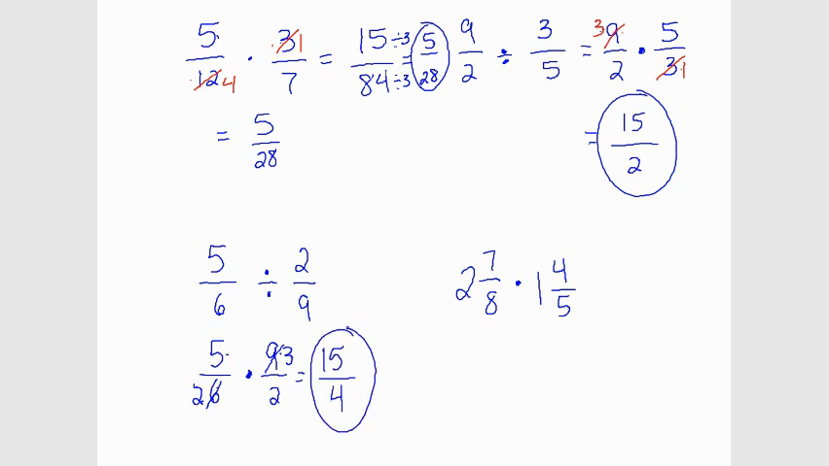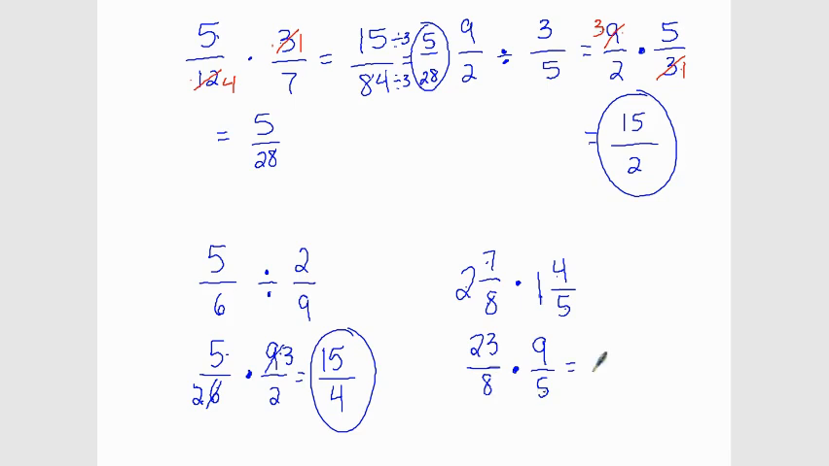Now, as was the case when we were adding and subtracting mixed numbers, once again, we want to convert these to improper fractions. So 2 times 8, that's 16, plus the additional 7, that's 23. So 23 over 8. And then we're multiplying by 1 times 5, that's 5, plus 4 is 9 over 5. Now, nothing to cross simplify here. So we're just going to have to multiply across. Nothing to cross simplify does mean we won't have anything to simplify at the end.